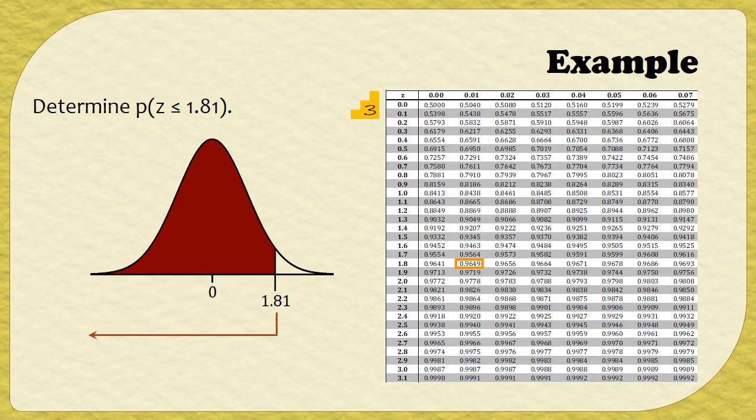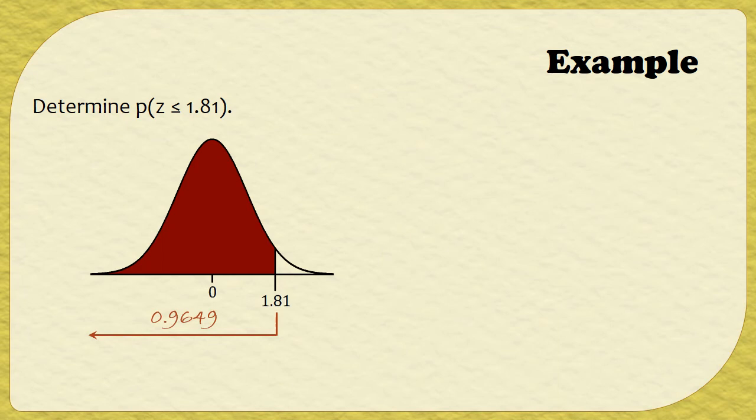So I'm going to take that 0.9649 and write it on the line that I gave myself underneath my standard normal curve. What this means is that 0.9649 of the values are below 1.81. Since we were asked to find the probability that z is below the 1.81, step 4 is really easy. It's just going to be the value we found from the table. And that's it.